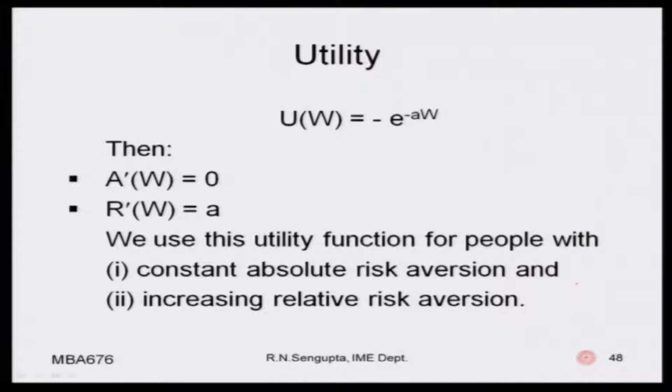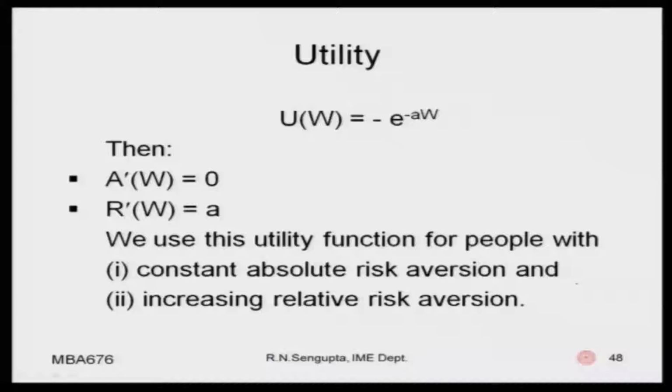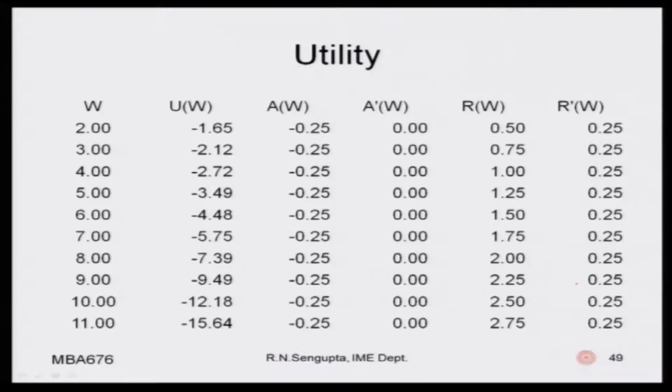Similarly, when you go to the exponential one, the A is just a theoretical value which you have taken, and if you find out both, R bar is basically a constant and A bar, which is the derivative of absolute risk aversion with respect to W, is basically 0. Again you can classify a human being who has these characteristics as having a constant absolute risk aversion property and an increasing relative risk aversion property.